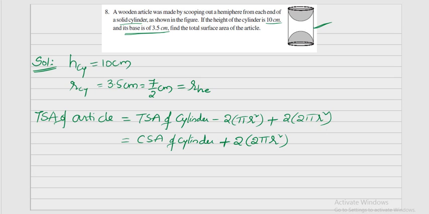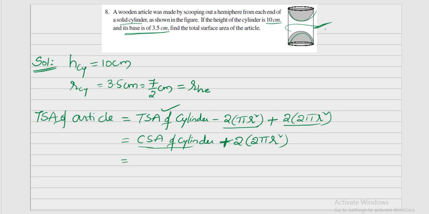If you consider the TSA of the cylinder, you need to subtract the circle areas, and after that we need to add the hemispherical areas. Otherwise, without taking the TSA of the cylinder, I can take the CSA of the cylinder, so this outer surface is nothing but the CSA of the cylinder. To that we can directly add these hemispherical surfaces. Those two hemispherical surfaces are given by 2 times 2 pi r square.